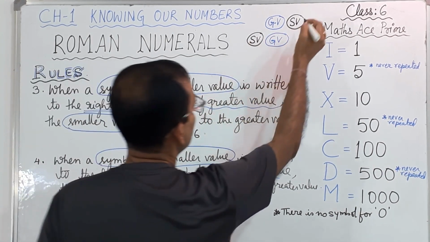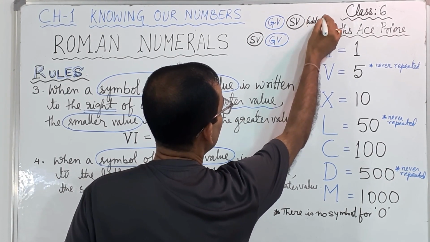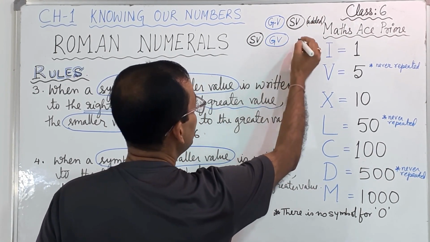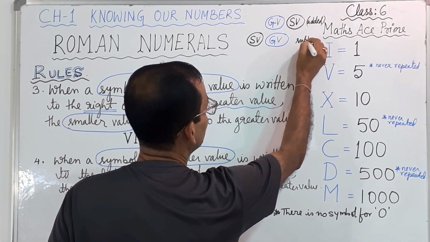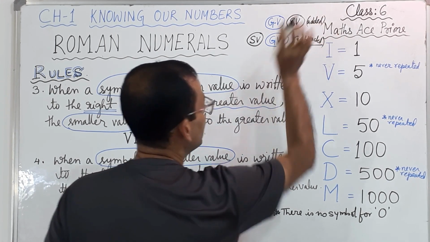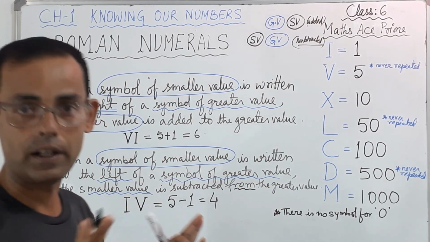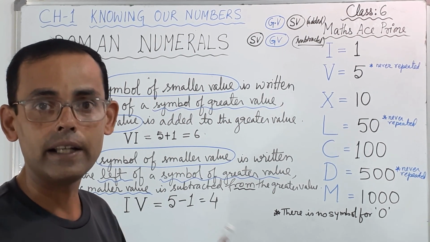So here what is this one? Here it will be added. Clear now? Here the rule is telling us to add, and here it will be subtracted. Here the rule is subtracted, here the rule is added. I think up to this much you have understood. Now we will move on to the next rule.